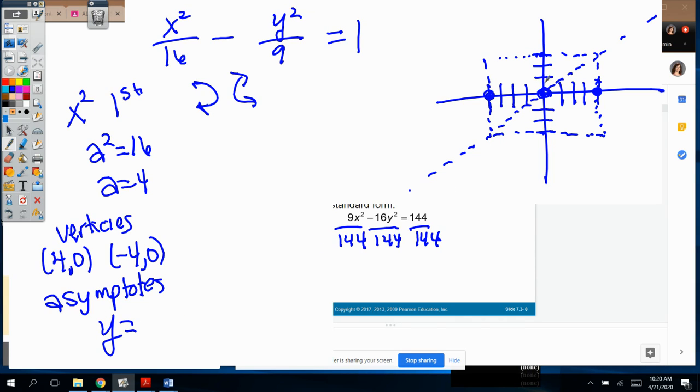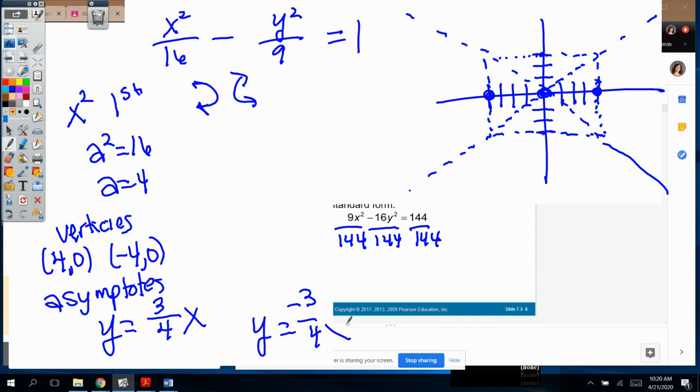slope. You're rising 3, and you will always rise one of these numbers. So I'm rising B, and I'm running A, which is 4. So it's 3/4 x. And there's always two asymptotes, and sometimes they're opposites whenever it's at (0, 0), but a lot of times they're not exact opposite equations. But this one will be negative 3/4 x. And we can draw the branches in because we know where those go, and they just hug those asymptotes.